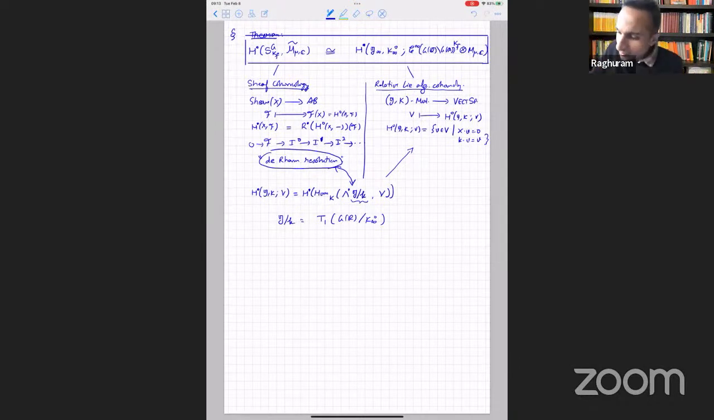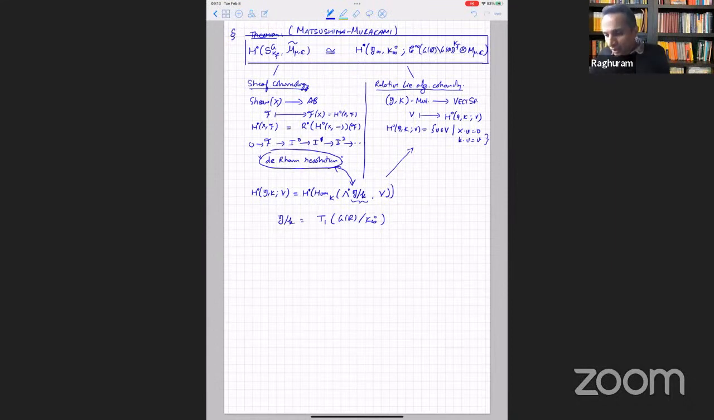And this isomorphism, in its early forms, is due to Matsushima and Murakami. It's a famous paper in the Annals in certain situations where this kind of isomorphism is spelled out.